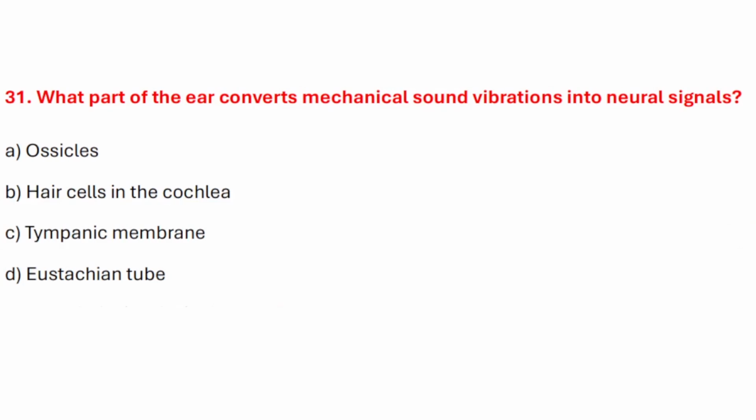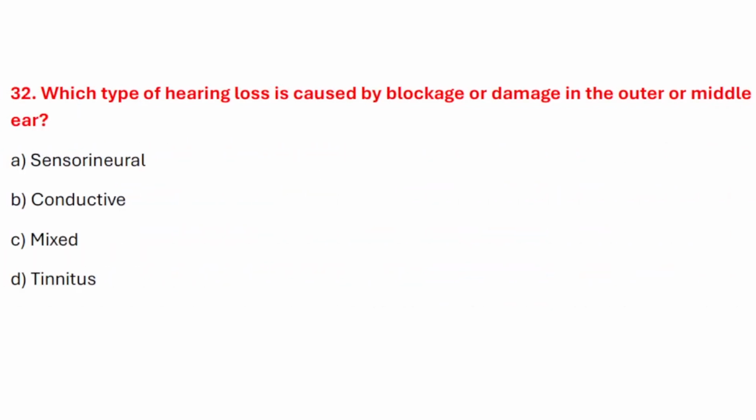Question number 31. What part of the ear converts mechanical sound vibration into neural signals? Correct answer is option B, hair cells in the cochlea. Question number 32. Which type of hearing loss is caused by blockage or damage in the outer or middle ear? Correct answer is option B, conductive.